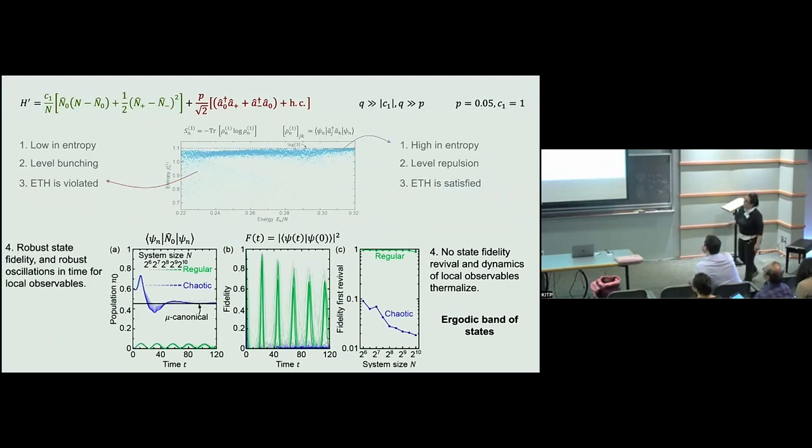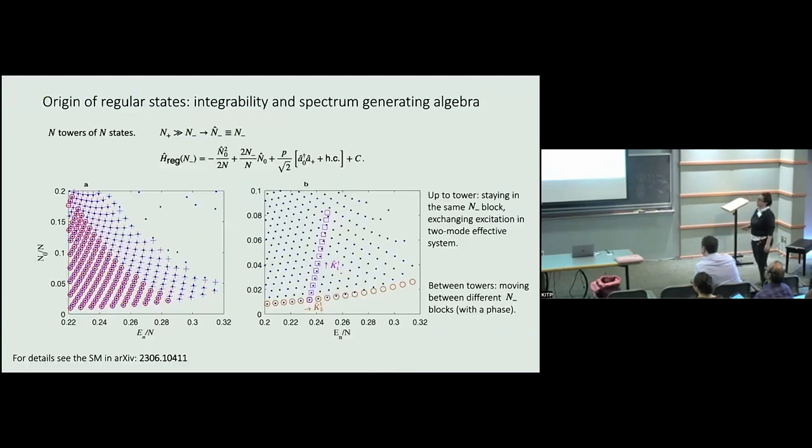Now, what happens to the others? If we initiate our dynamics by choosing a good initial state in these regular regions here, then what we see is these green ones here, okay? What we see is robust oscillations for the local observables, and on top of it, very high fidelity revivals, okay? We were also curious about the origin of these, what we are calling now regular states, but I'm going to justify the name in a second. The origin goes back to the integrability.